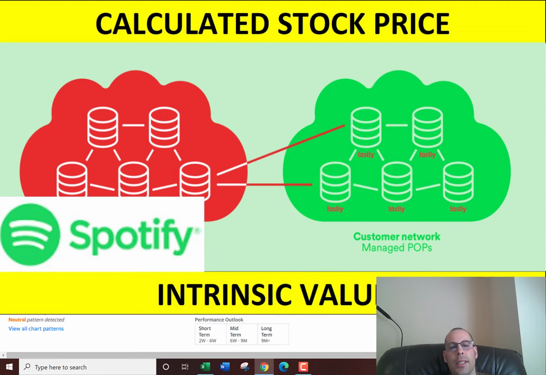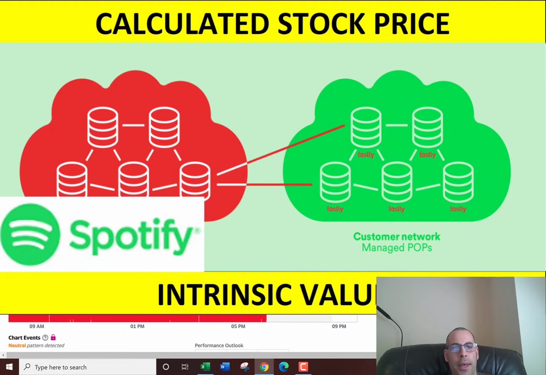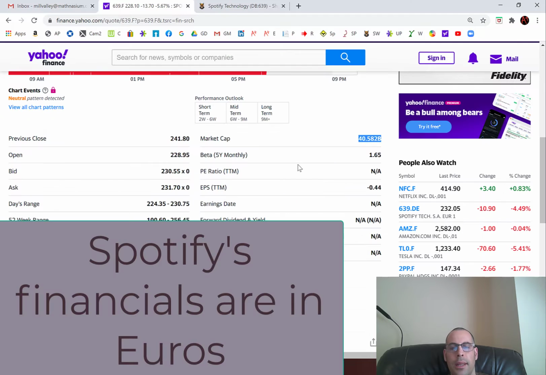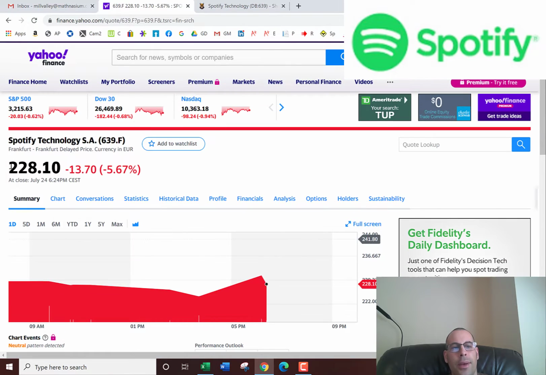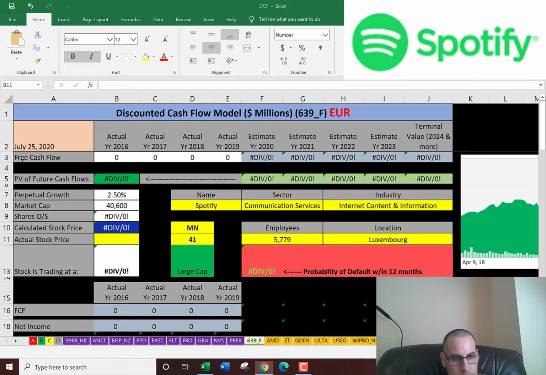I'm going to be looking at the Spotify that's traded on the Frankfurt, Germany Stock Exchange because they report in euros. Let's get started with the model. This company has a market cap of 40.6 billion euros. And we'll put that into the model. And let's see what they're trading at. They're trading at 228.10. So that's one share of stock.